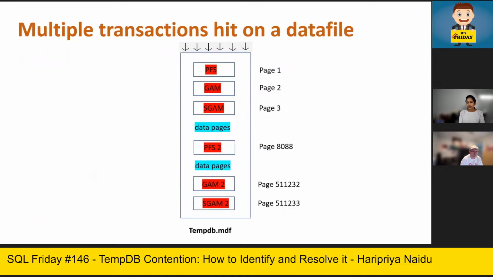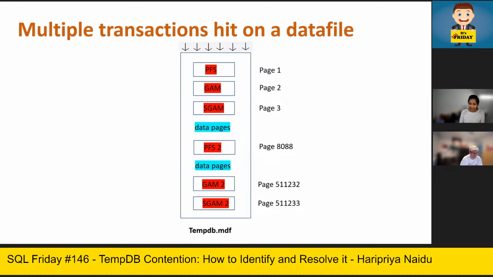Right? Okay, so now if you see this picture, you see how all the transactions are hitting this data file, trying to acquire a latch on the PFS, GAM, and SGAM pages, and that causes contention. This is just one data file, and the PFS, GAM, and SGAM pages are always pages 1, 2, and 3 in any data file. One PFS page can contain the free space information of 8088 pages. So for every 8088 pages, you will have a new PFS page popping up.